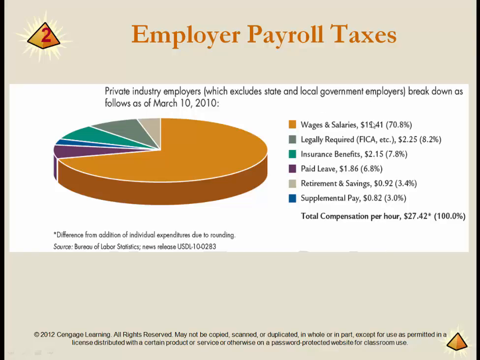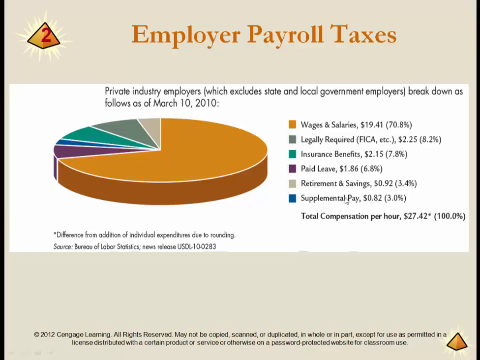So let's say you were going to pay an employee $10 per hour, just to get an idea. Well, you would know that you would have to add 8.2% to them for Social Security, that's FICA, and approximately 7.8% for insurance, 6.8% for paid leave, 3.4% for retirement, and 3% for supplemental pay.